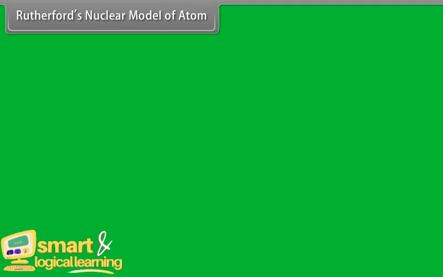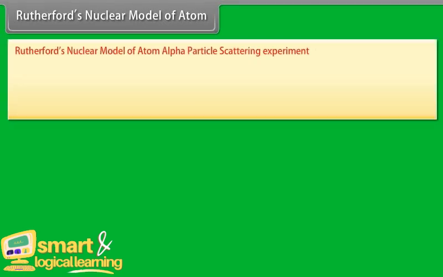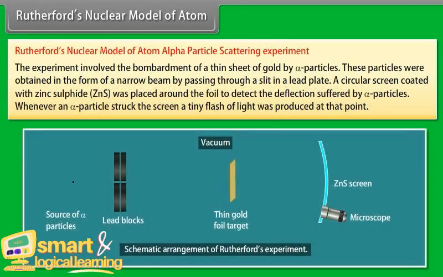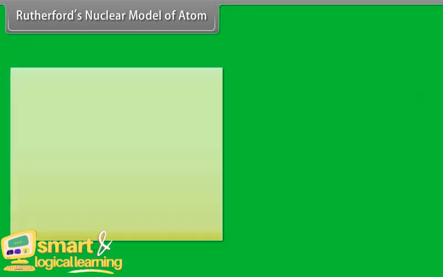Rutherford's nuclear model of atom. Rutherford's alpha particle scattering experiment. The experiment involved the bombardment of a thin sheet of gold by alpha particles. These particles were obtained in the form of a narrow beam by passing through a slit in a lead plate. A circular screen coated with zinc sulfide, ZnS, was placed around the foil to detect the deflection suffered by alpha particles. Whenever an alpha particle struck the screen, a tiny flash of light was produced at that point.